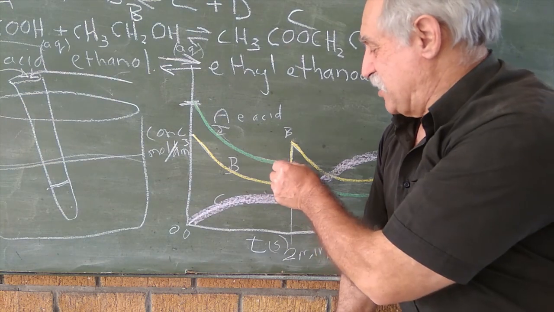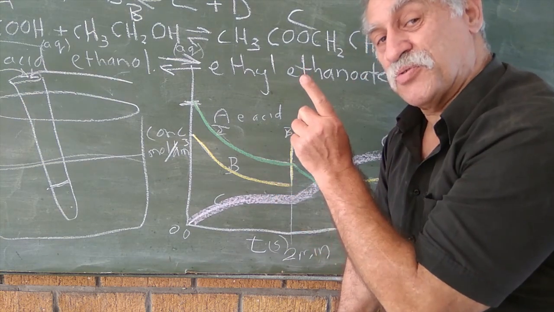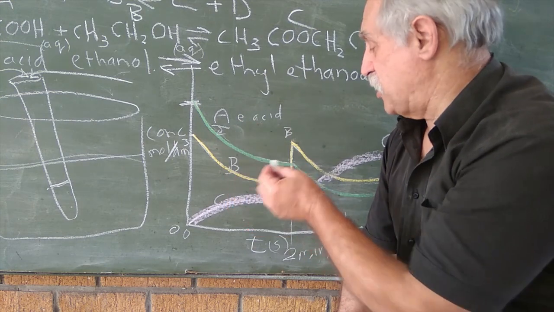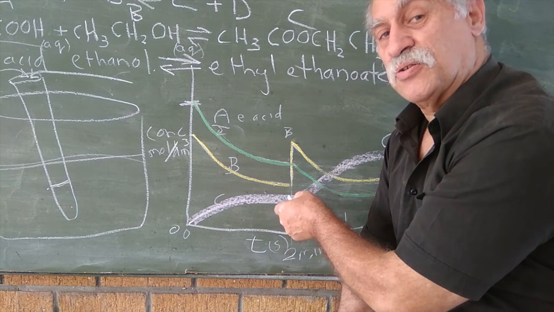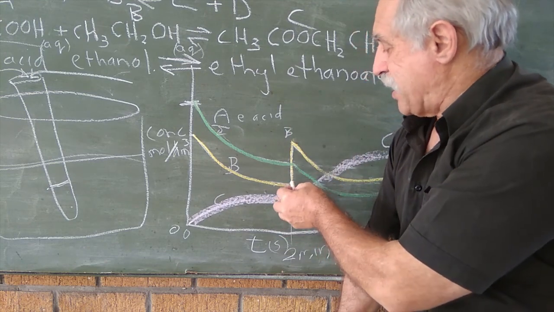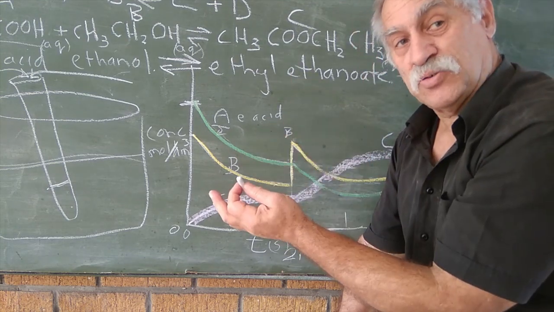So do you understand that if you have a reversible reaction, which is when Le Chatelier applies, there will come a time when all the graphs go horizontal. They are parallel.